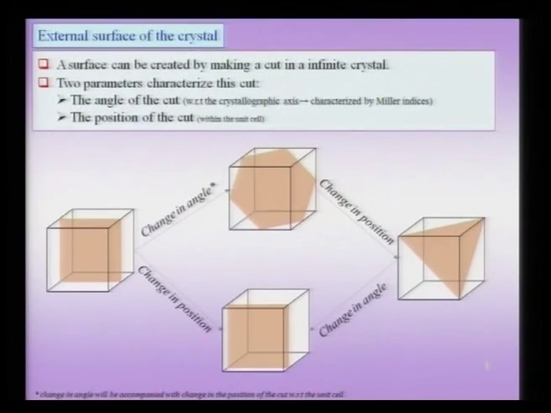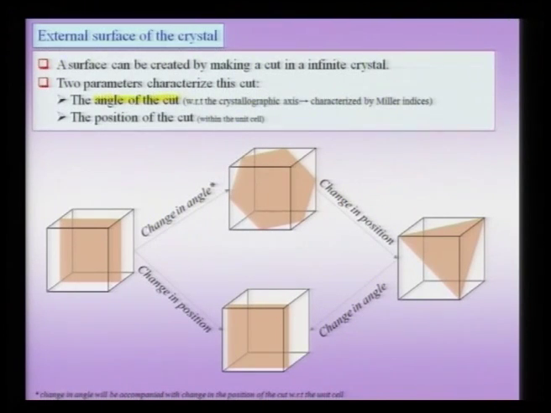So, how do I create a surface of a crystal? Obviously, I need to cut an infinite crystal, and of course, this is a hypothetical experiment, and I would cut this crystal and I will get two surfaces. And this cutting process obviously is going to be cutting the bonds, and that means that it is going to cost me energy to actually create this cut. So, what are the parameters which would characterize such a cut? Obviously, it is going to be the angle of cut, and now I am talking about the angle with respect to the crystallographic axis, which I can characterize by Miller indices.